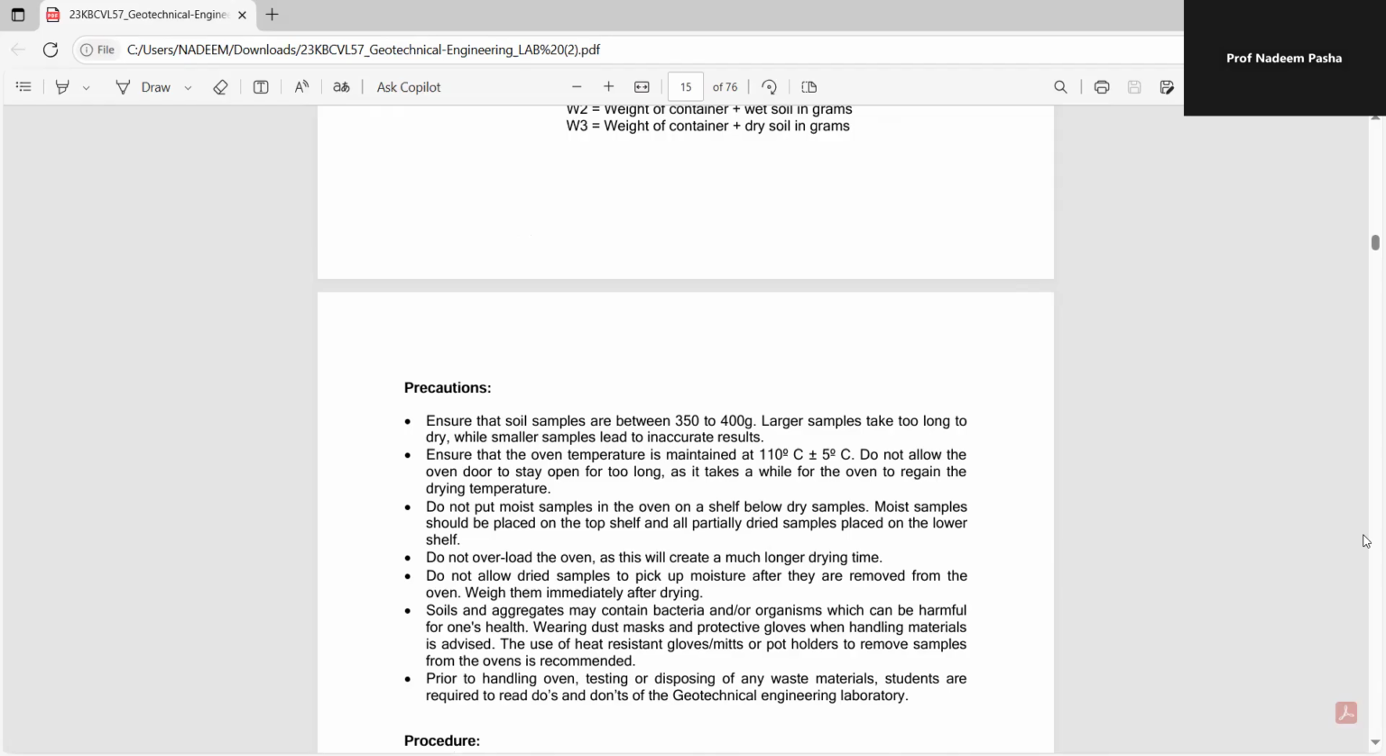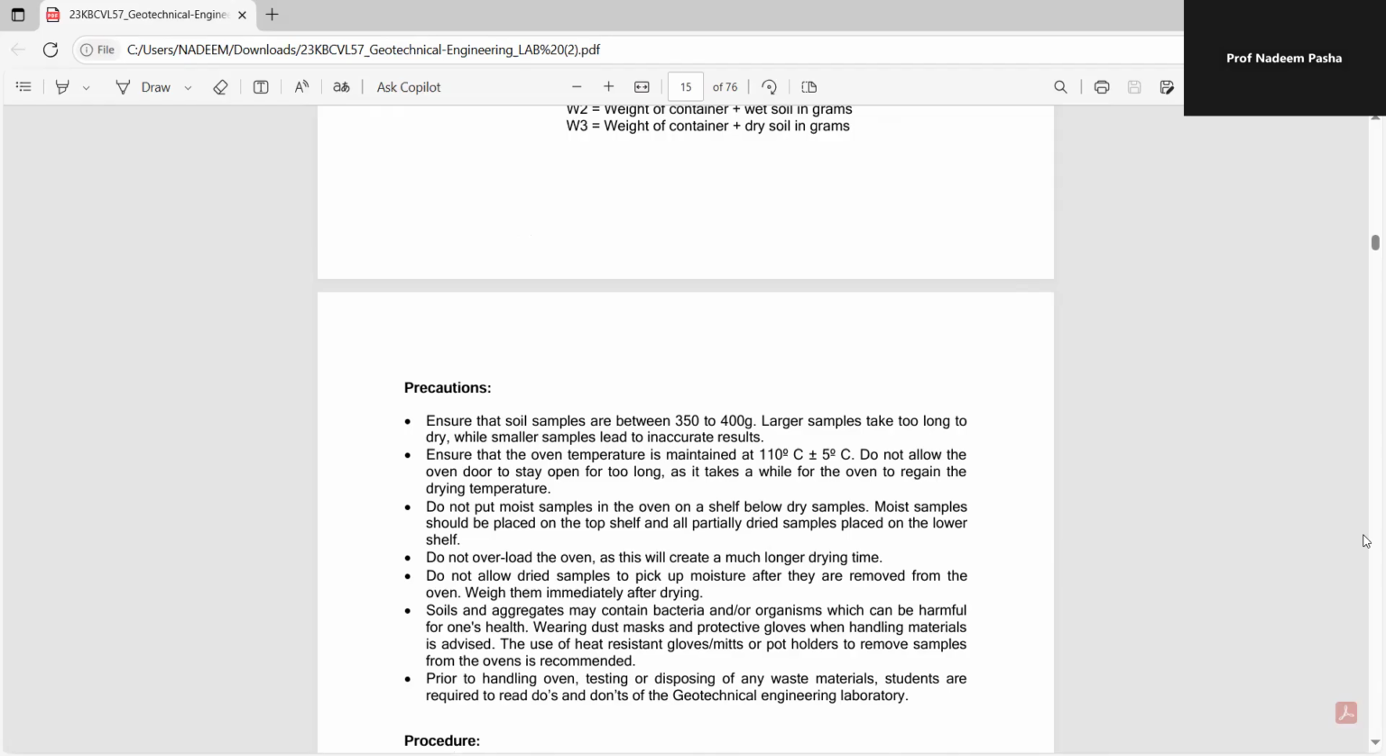Ensure that the oven temperature is maintained at 110 degrees Celsius plus or minus 5 degrees. Do not allow the oven door to stay open for too long, as it takes a while for the oven to regain the drying temperature. Do not put moist samples in the oven on a shelf below dry sample. Moist sample should be placed on the top shelf and a partially dried sample placed on the lower shelf. Do not overload the oven as this will create much longer drying time.